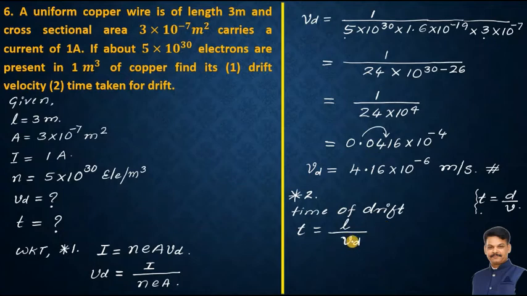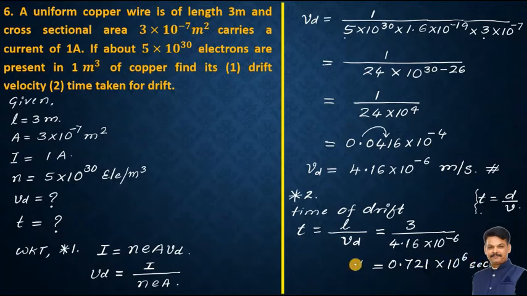Substitute the values here. L is 3 meter, and the drift velocity is 4.16 into 10 raised to minus 6 meter per second. When 3 is divided by 4.16, it comes out as 0.721 into 10 raised to 6 second, as it is the time. So the time taken for the drift is around 0.721 into 10 raised to 6 seconds.